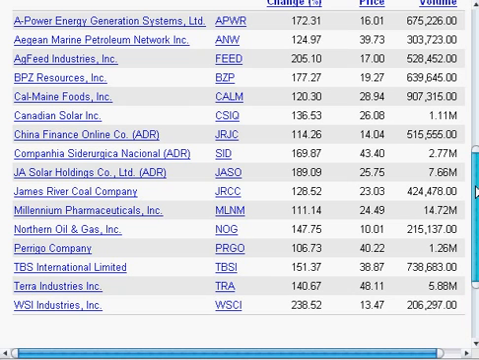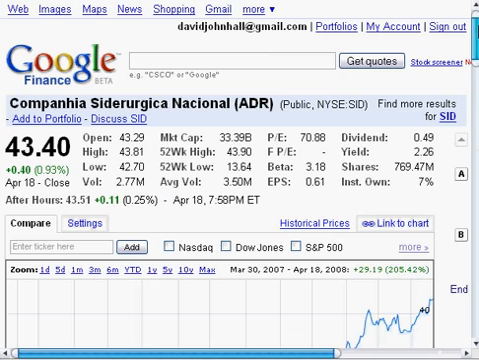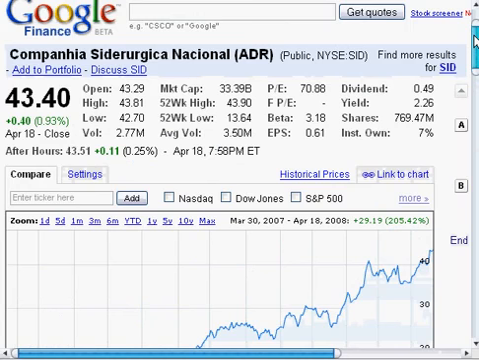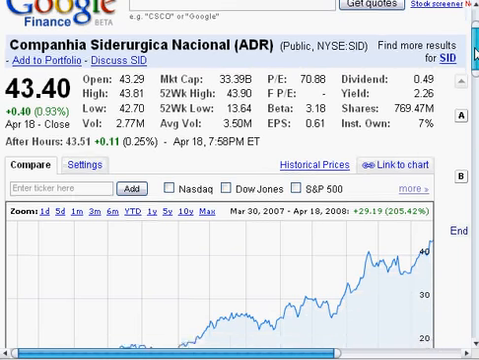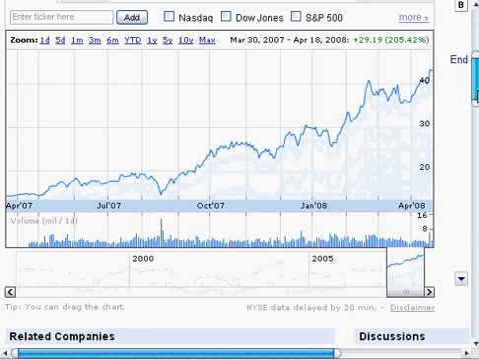And you can click on any one of these ticker symbols here and be taken to an informational page for that stock. If you click on SID here, you will be taken to a chart for that stock, also with some technical information there on the share price. And if you look at the chart here, you will see that in the last year, SID has had a move of 205%. Very, very strong stock.